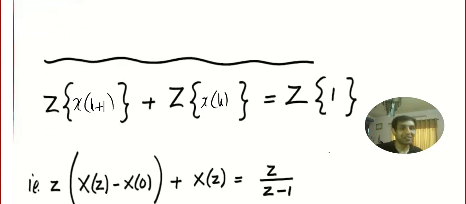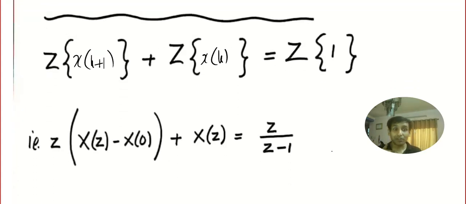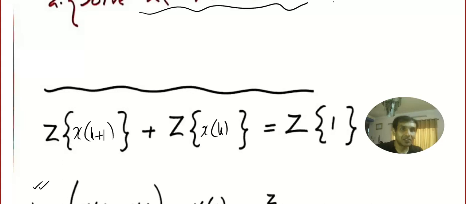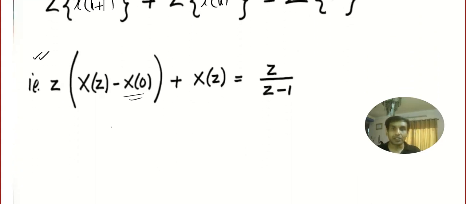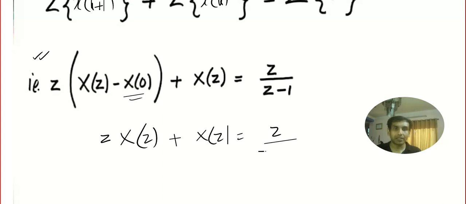Now formula time. I know the formulae, so I'm able to write this step. In examination, I'm sure you will be good with this part. So now next thing, apply the condition. Oh, this problem is really easy. So this is going to vanish. So we get z X plus X is equal to z by z minus 1.